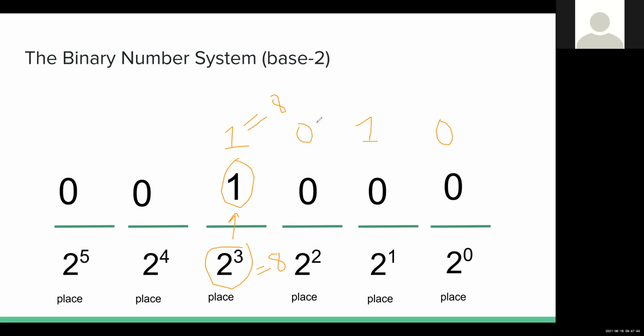2 to the 4th would be 16. So wait, how did you get 8? I still don't understand that. 2 to the power of 3 is 2 times 2 times 2, and 2 times 2 times 2 is equal to 8. So 8 times 1, which is the value that is in this place, is 8. So we get 8 for this place value. I just didn't get how the exponents and the number are connected.